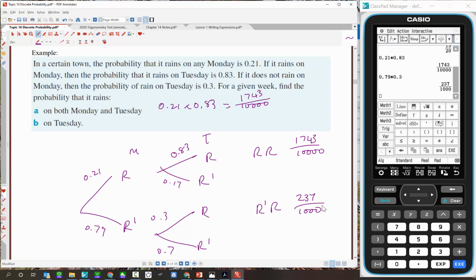And then what we'll do is we'll just add them together. So it's that plus whatever's in the answer slot. Okay, so this one here is going to be 1743 over 10,000 plus 237 over 1,000, which is equal to 4113 over 10,000. Easily express that as a decimal, 0.4113.